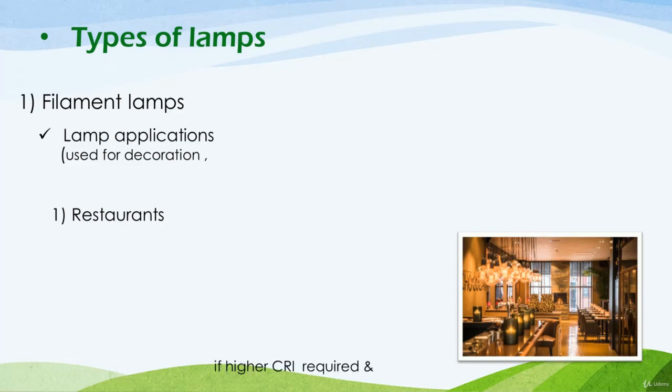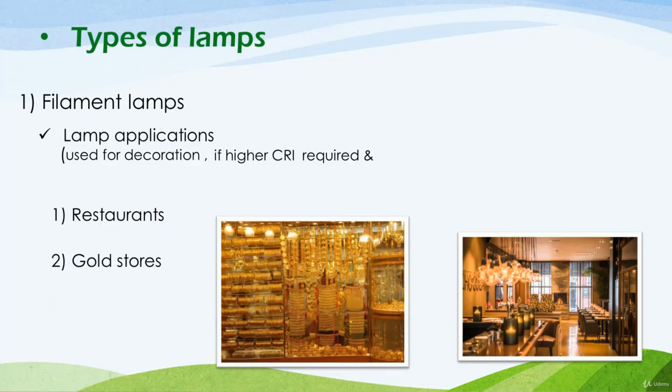Also, the second application of the filament lamp is that it gives a higher CRI in its light output, so we will use it in gold stores as we need a higher CRI to express the gold in its original color. So we will use the filament lamp due to its higher CRI in that application. And also we use it in clothes shops as we need the clothes to appear in their original color.